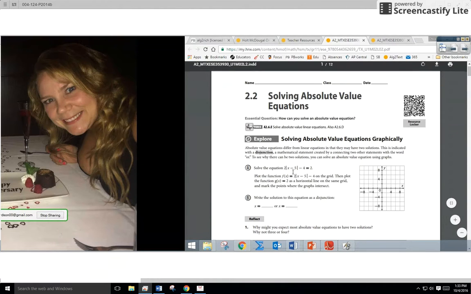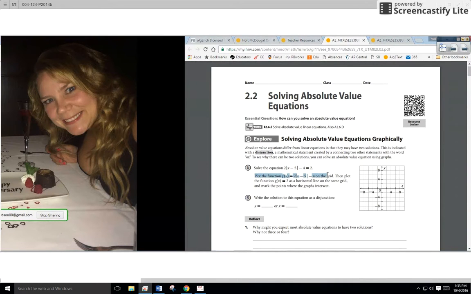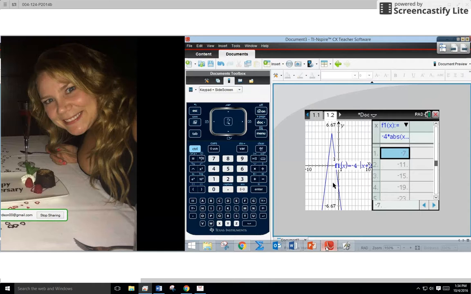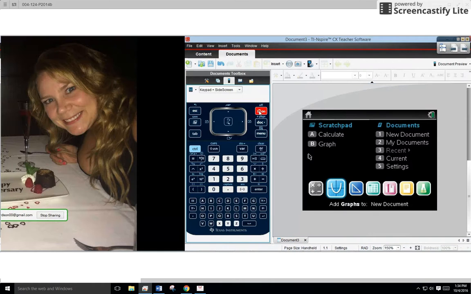So in order to solve the equation 2 times the absolute value of x minus 5 minus 4 equals 2, what we can do is graph f of x equals 2 times the absolute value of x minus 5 minus 4. So basically we're going to take the left side of the equation and graph it. Okay, rather than doing it on the graph that they provide, I am going to use the calculator.